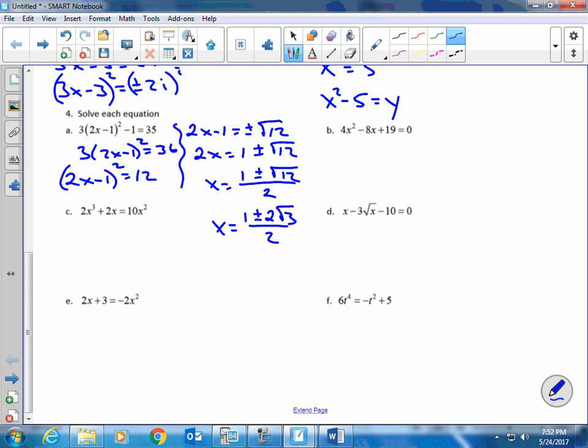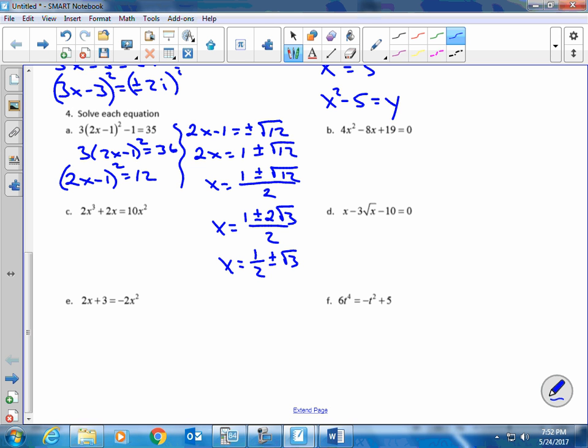Now, we could leave it like that. That'd be totally acceptable. But I also could split it and put the 2 with the 1 and the 2 with the 2, and they would cancel, and I would get that. Either one is totally acceptable, and you see them written both ways. All right, letter B. Not like letter A.